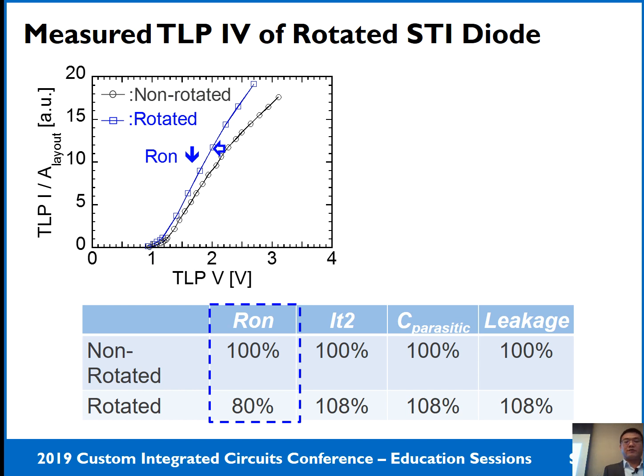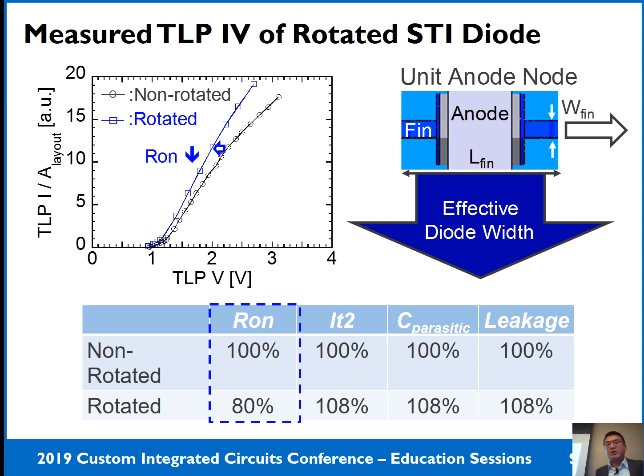So we can solve the STI diode R-on issue with this rotated diode orientation. The simple explanation is that once we rotate the diode orientation, the effective diode width changes from this tiny fin width to extend in the fin length direction. So you will benefit from reducing the R-on of the ESD diode.